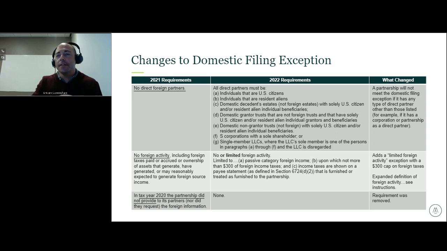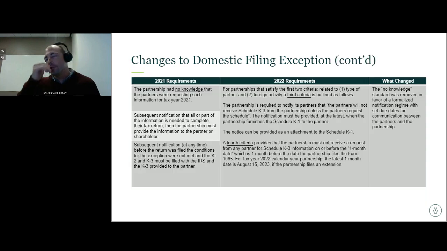Now, last year, looking at the last row here, we had that look-back requirement to the prior tax year as to whether or not the partnership provided the foreign information to the partners or the information was needed. There is no look-back rule under the draft instructions for the 2022 tax year, this next filing season. So that's good news. But if you read the instructions closely, it looks like they're going to be adding one back in for 2023. So we're going to have to be very mindful, and keep close track of which partners did and didn't need this information. And you'll see why in a minute.